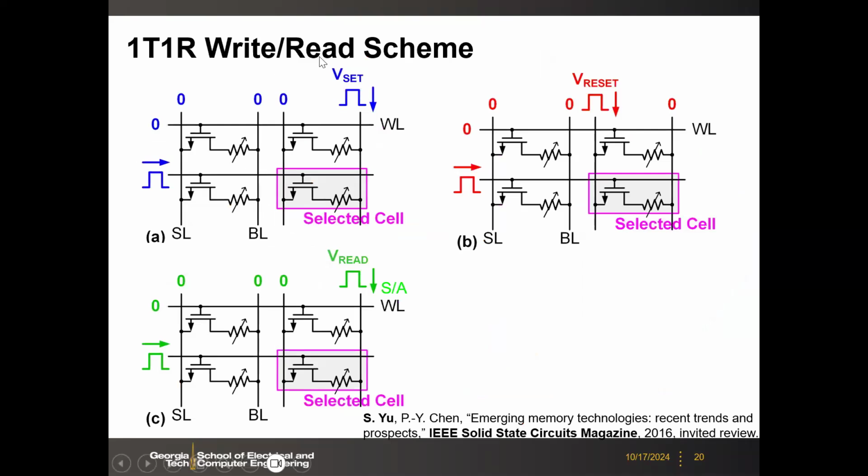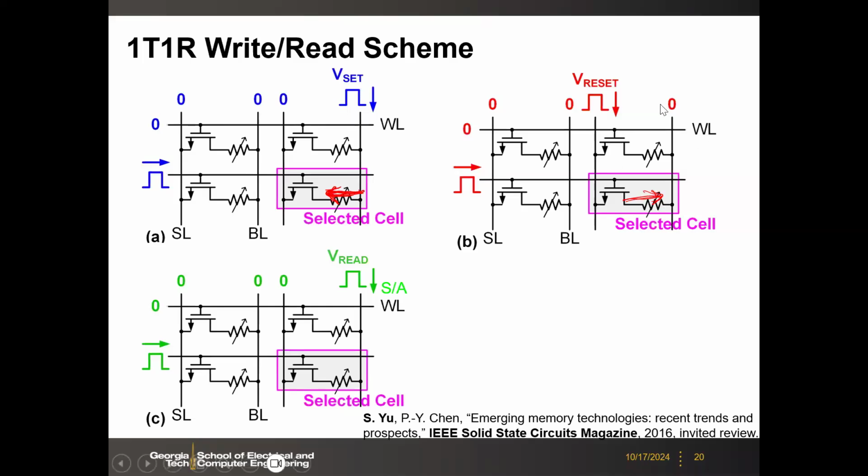So here is a typical read-write scheme. If it's, let's say, the bipolar switching set, then for the selected cell, first you need to turn on the word line, turn on this transistor, and then you apply positive voltage to the bit line. So then current flows this way. Then you will program the device to the low resistance state. And if you reverse the polarity, that means you apply reset voltage to the source line, then current flows the other way. Then you will reset the device.